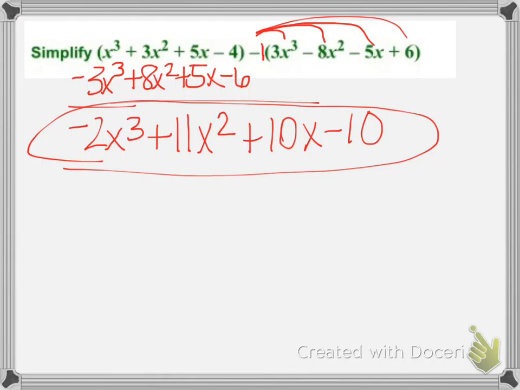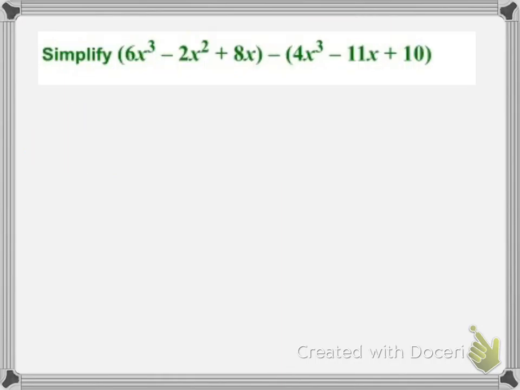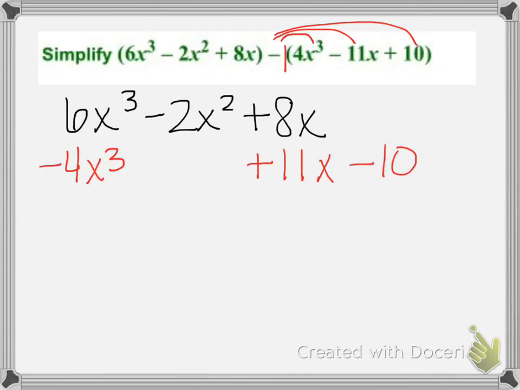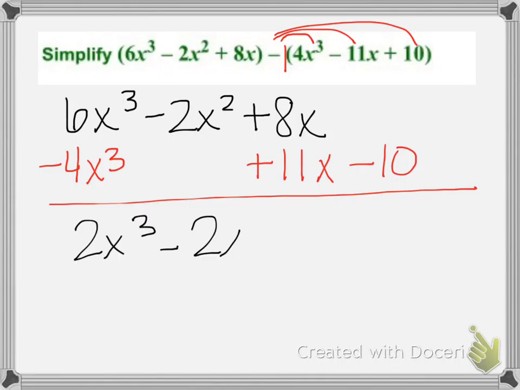Okay, let's do another one. If you want to pause the video and give this one a try, go ahead. All right, so when you distribute your negative 1 and you combine those like terms, then hopefully you ended up with 2x to the third minus 2x squared plus 19x minus 10. And that's it. You're finished.